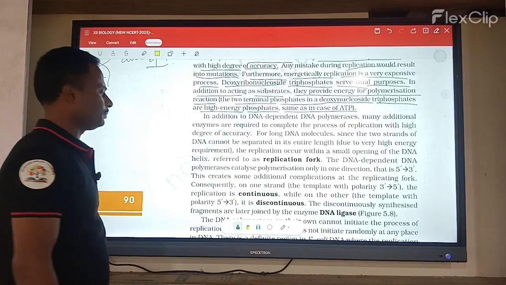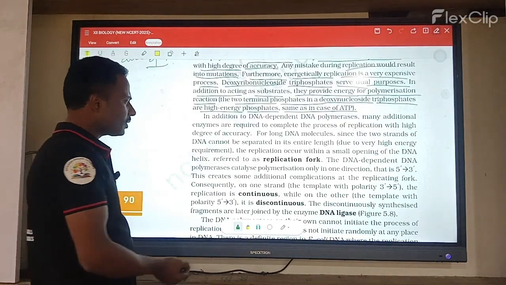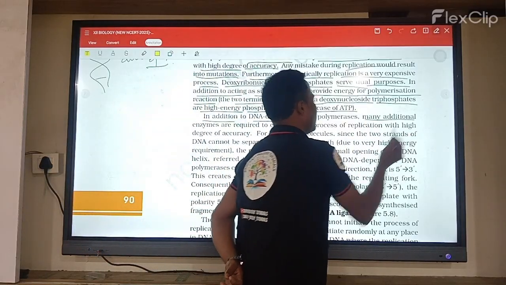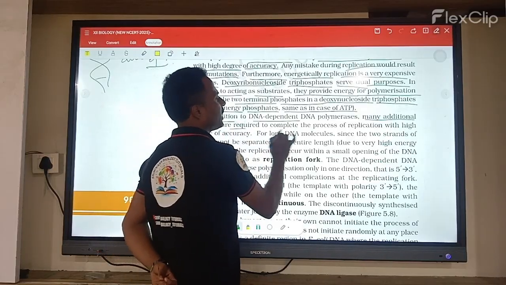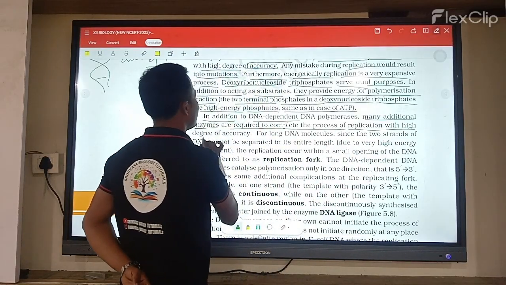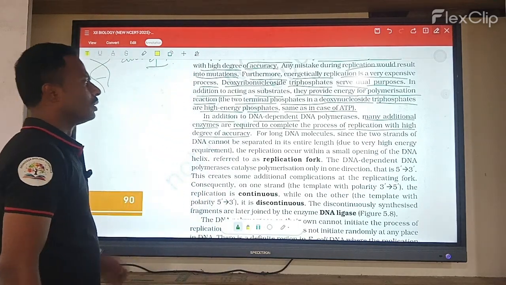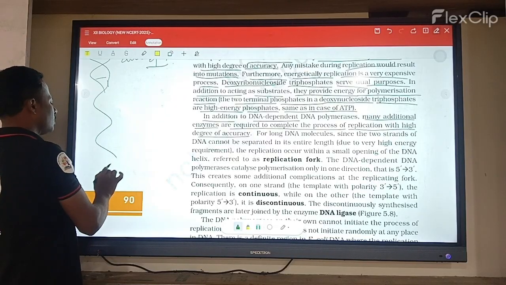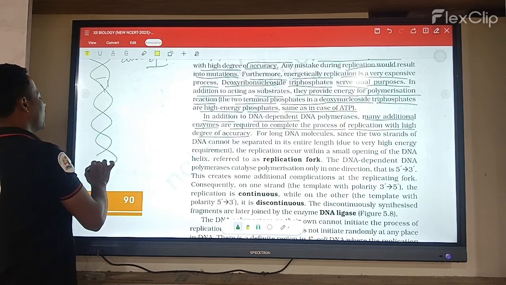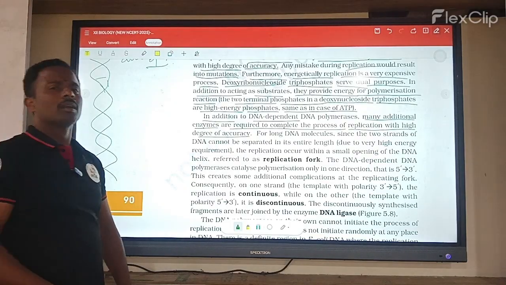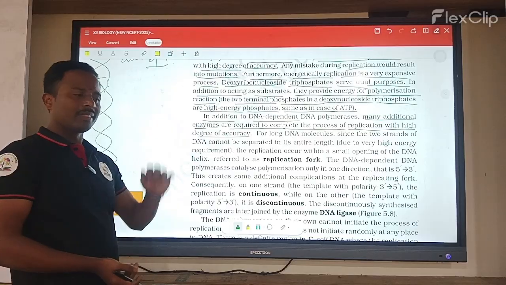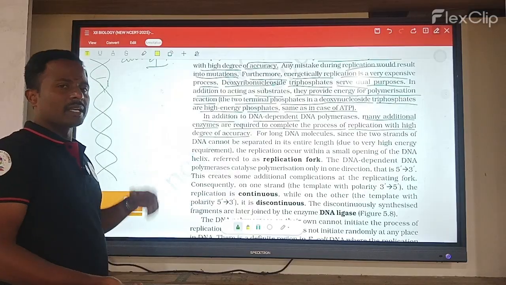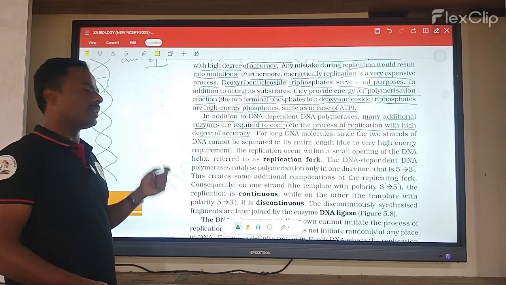Next, in addition to the DNA-dependent DNA polymerase, additional enzymes are required for the complete process of replication with a high degree of accuracy. This total DNA is very long, and in this total DNA the replication process goes on. It is a very long strand. The total replication takes place with great accuracy, and only if the enzymes participate properly will the work go on.